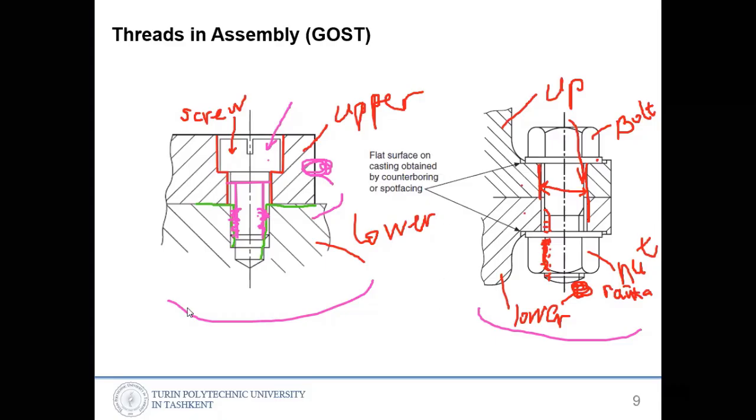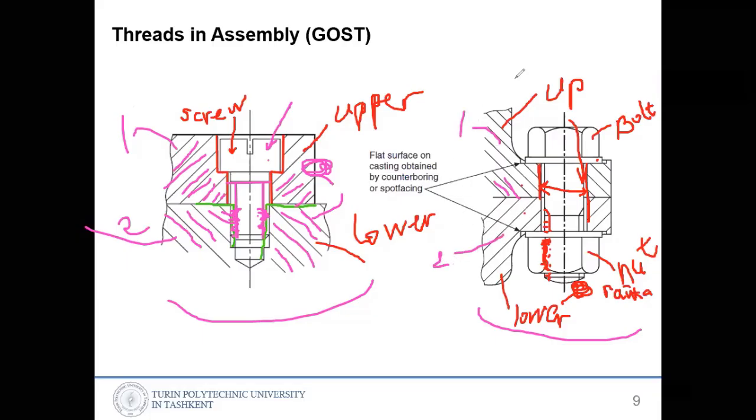And in assemblies, to show the difference of the parts, to show that the parts are made as separate parts, we use different directions of the section lines. This kind of sectioning line, hatching, has different directions. One direction means one part, another direction means a second part. This is the first part and the second part. Here is also the same, this is the first part and that's the second part.